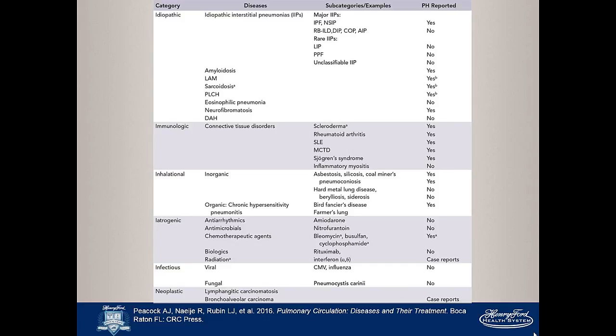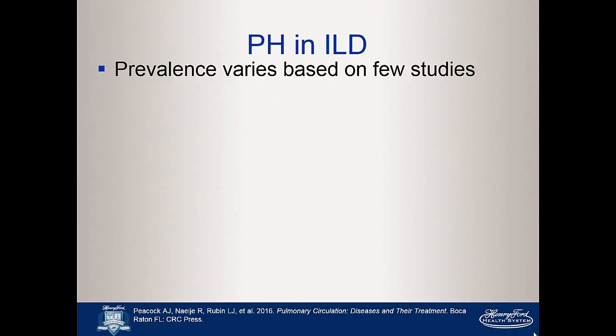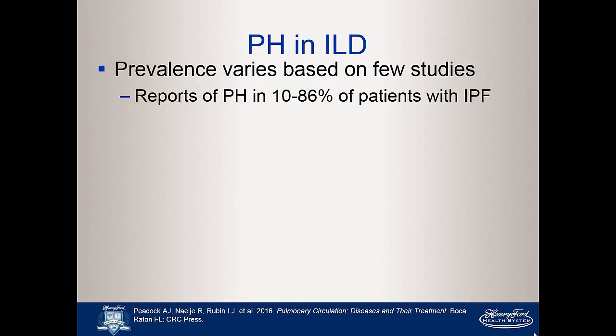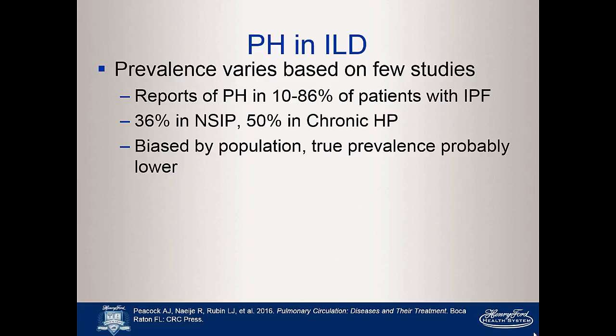This is a chart showing PH prevalence in each of the ILDs. Note that PH occurs most often in idiopathic and immunologic forms of interstitial lung disease. But it's hard to find the true prevalence, again, based on very few studies and based on who we're looking at. There are reports of pulmonary hypertension anywhere from 10% to 86% of patients with IPF, and it depends on when you look at them in their disease state. Looking at NSIP patterns, chronic HP, you're looking at 36 to 50% in those patients. Based on the full population, the true prevalence is probably lower, but the patients that encounter medical care, this is what we're finding.